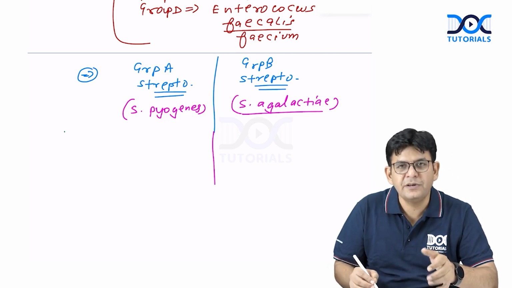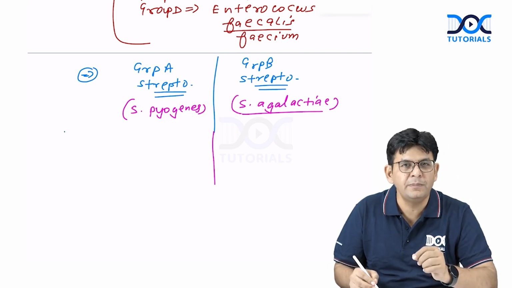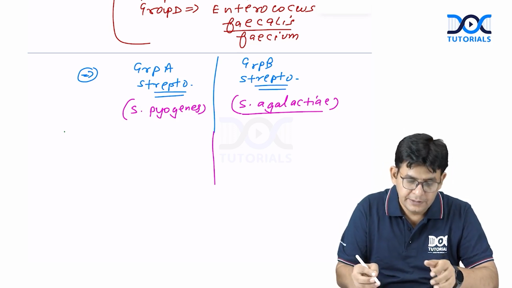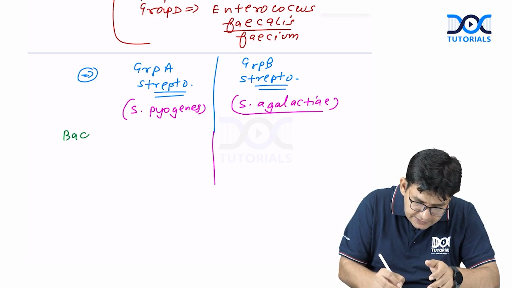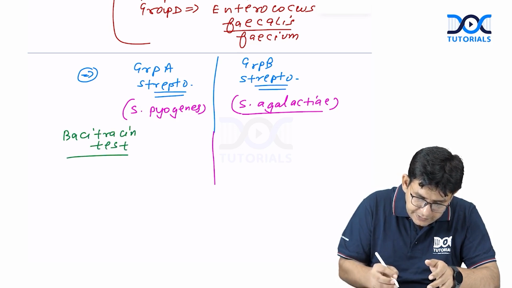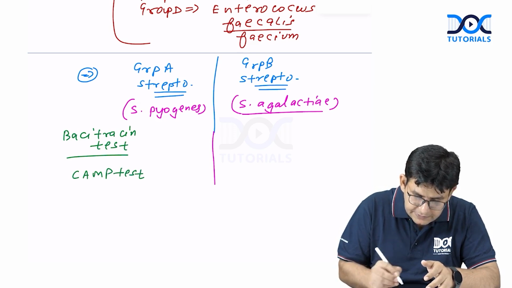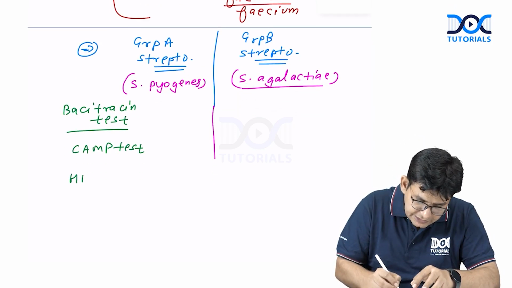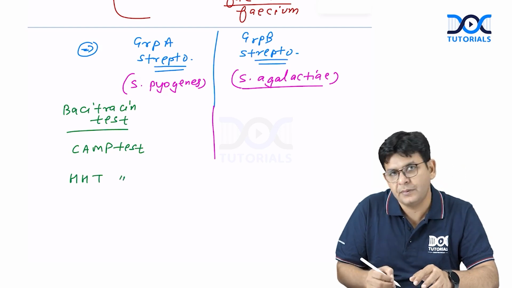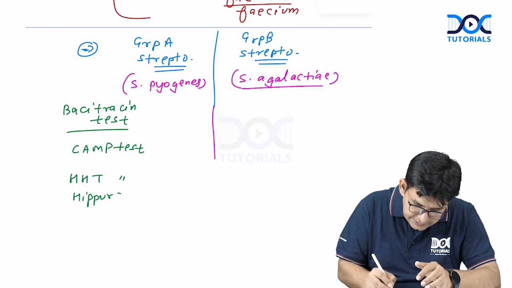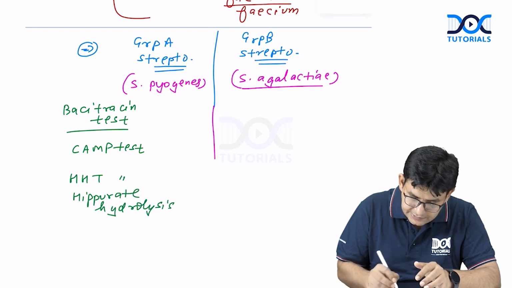Okay. So Group A Strepto is Streptococcus pyogenes. Group B Strepto is Streptococcus agalactiae. Is it fine? Then how to differentiate between them? Differentiate between them on the basis of certain tests. One is the antibiotic test, that is the bacitracin test. Then you have a reaction termed as CAMP test, and then you have a reaction termed as HHT test. And what is HHT test? Hippurate hydrolysis test. Hippurate hydrolysis test is HHT test.